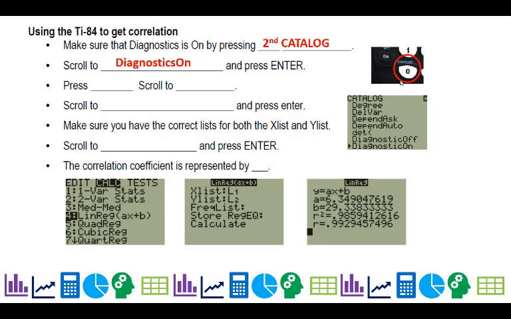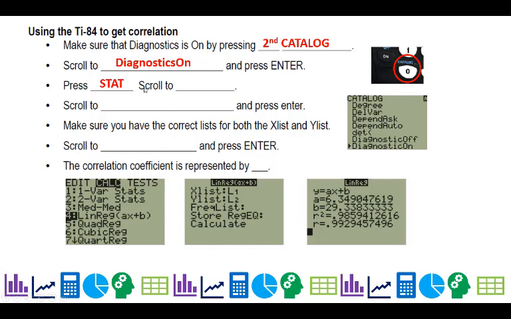Then you're going to scroll all the way down. Now you can hit the D key, which is like x to the minus 1. It should be a green D. And it brings you down to the D's, and you can scroll there. And then you're going to scroll to diagnostic on and press enter.